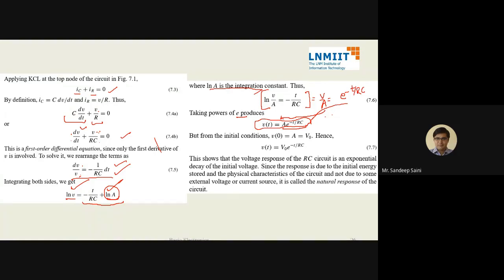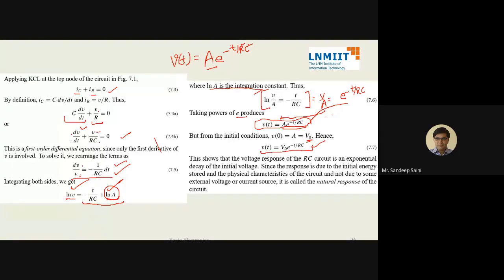So this is the equation that we got: the voltage at any time t is A, which is a constant, times e raised to the power minus t/RC. R is known to us, C is known to us, t is the time, we may have to find A. And what is A? A is nothing but the initial condition, which is the initial value of this voltage, that is V naught. So that is our equation.